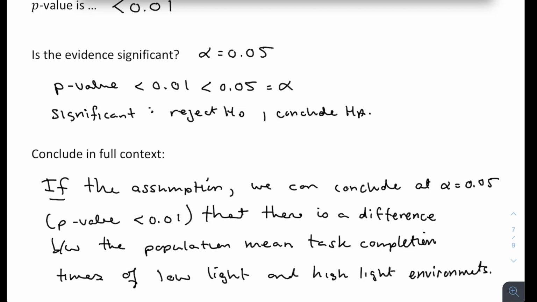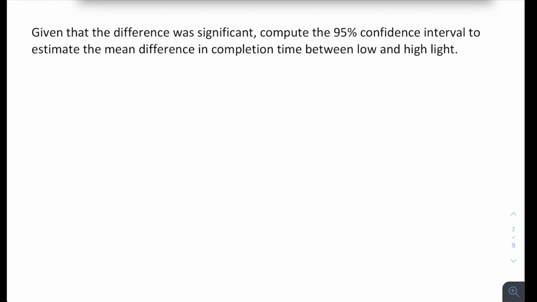Our p-value was less than 1%. That's rarer than 5%, my pre-chosen cutoff. So my sample is rare enough to be significant. And using my sample, I conclude that yes, there is a difference between completing this task in high and in low light.